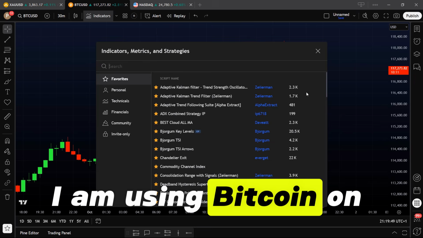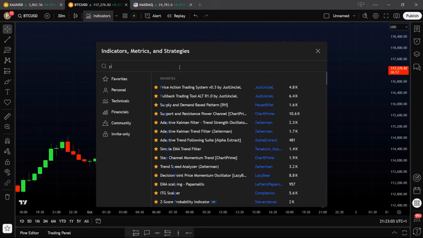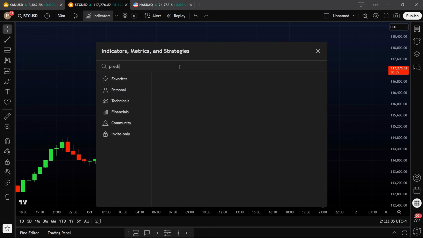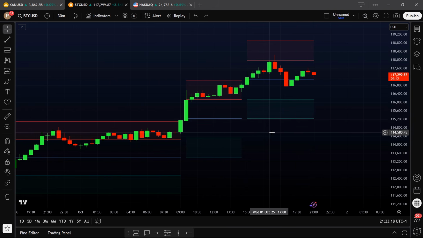I am using Bitcoin on the 1-hour chart. This works for any market and any time frame. Go to the Indicators tab. Search for Predictive Ranges. Click the one from Lux Algo. You will see 3 zones on your chart. This indicator is good, but the strategy makes it great.